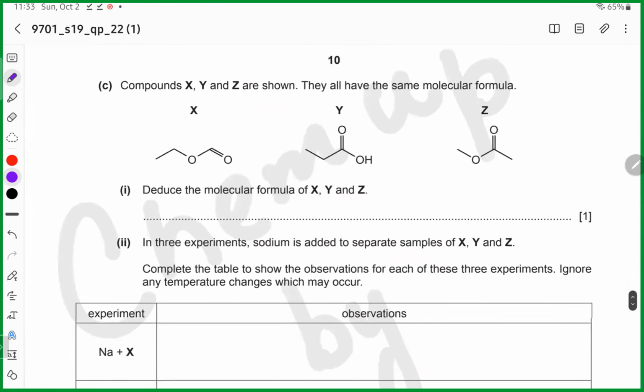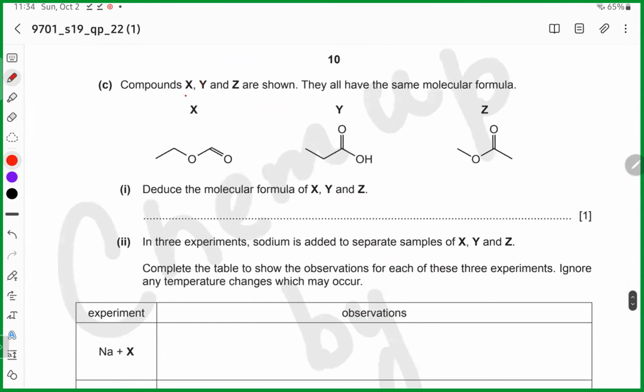Now, C part. Compounds X, Y, and Z are shown. They have the same molecular formula. If their molecular formulas are the same and they have different structures, it means these are isomers. So X is an ester, Y is a carboxylic acid, and again Z is an ester.